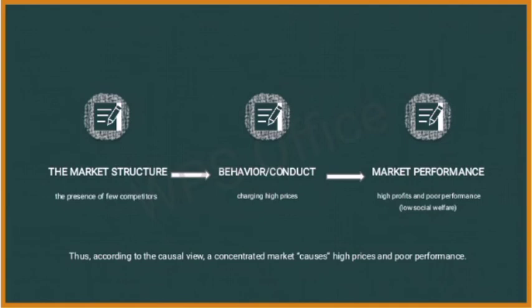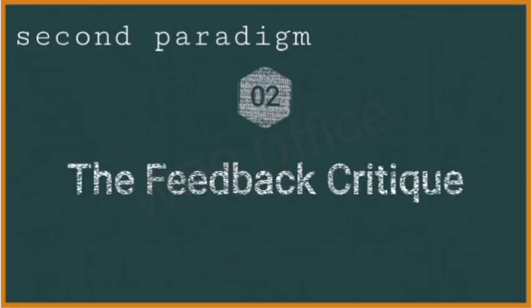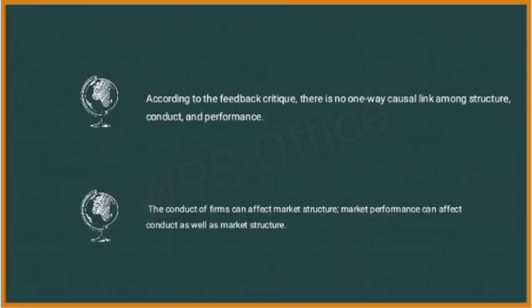Thus, according to the causal view, a concentrated market causes high prices and poor performance. Next paradigm is the feedback critic. According to the feedback critic, there is no one-way causal link among structure, conduct, and performance.